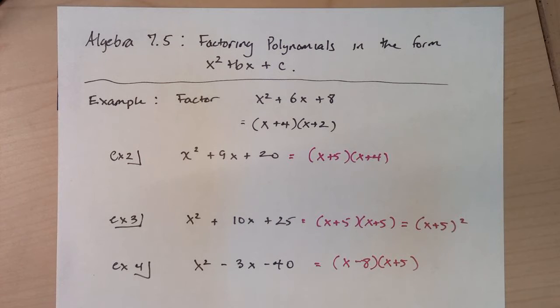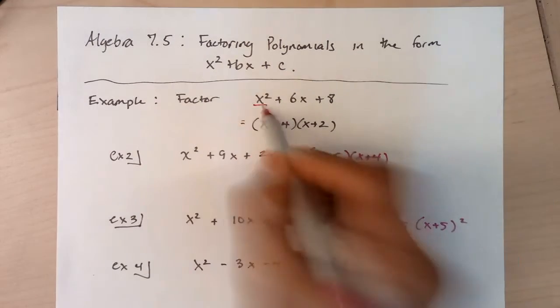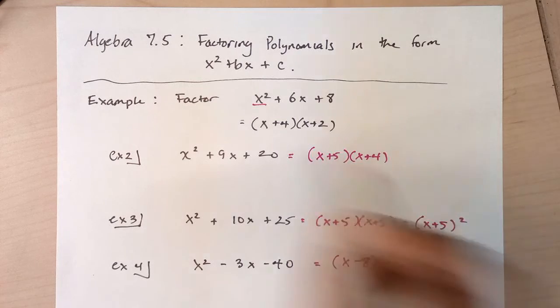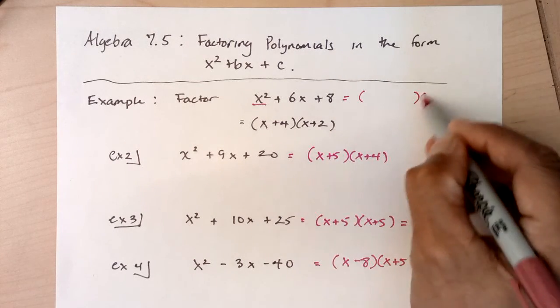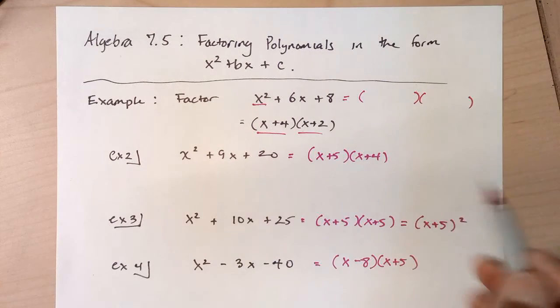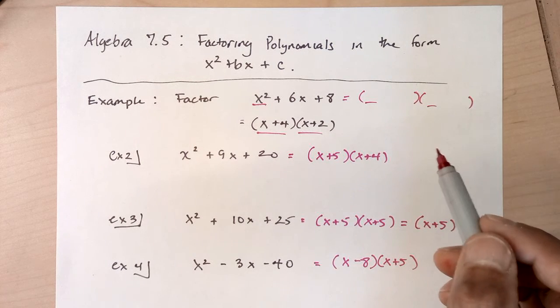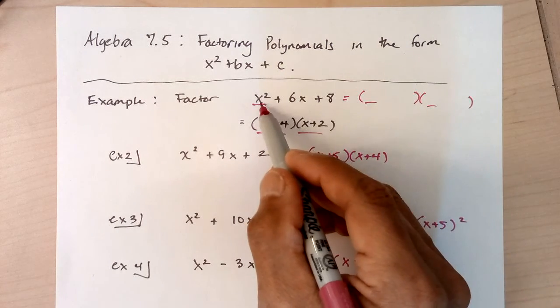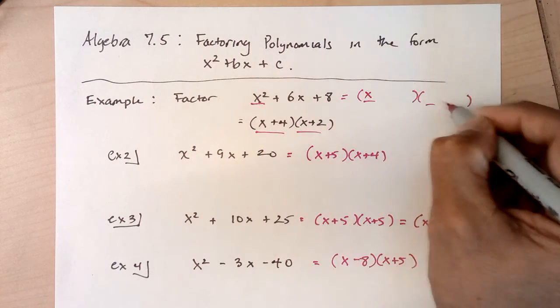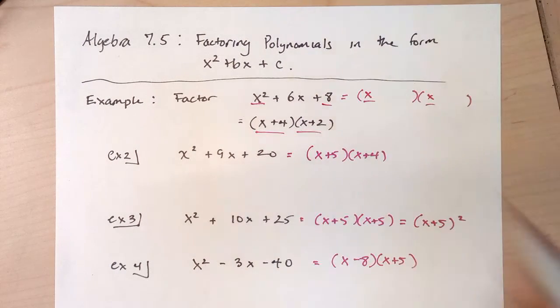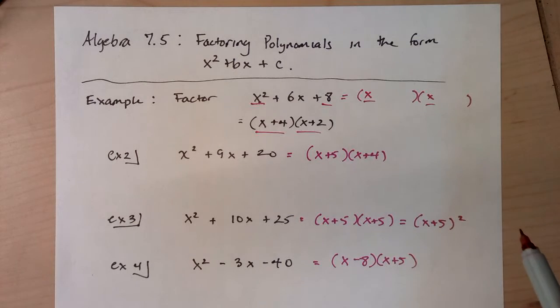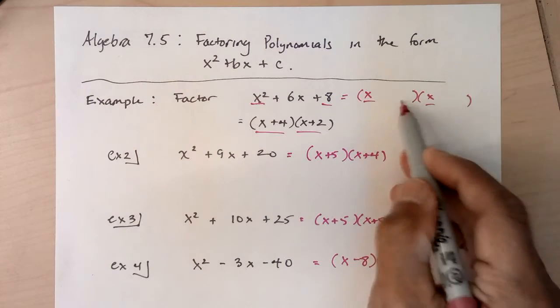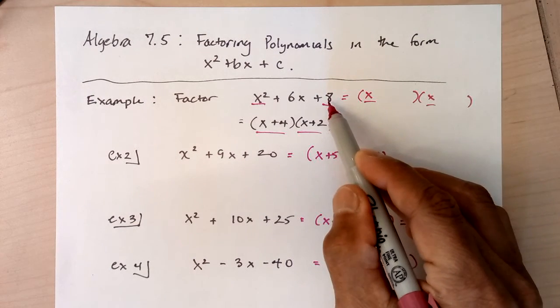But the order that you look at things in is not really from left to right. It's actually the first term. The first term here is x squared. So if I'm building my binomials, the first term of each binomial has to multiply together to give you x squared. So that's x times x. Then you want to take a look at the last term, 8. The last terms of each binomial should multiply to 8.